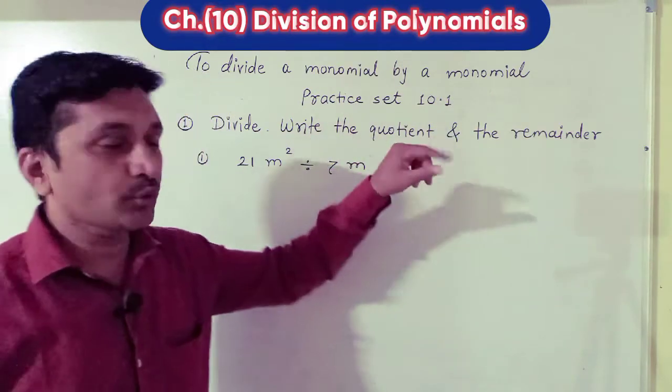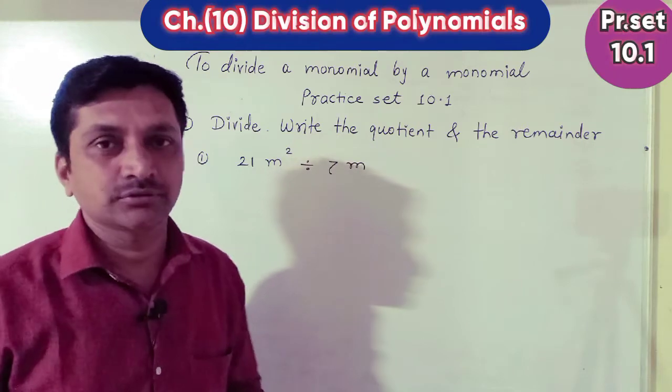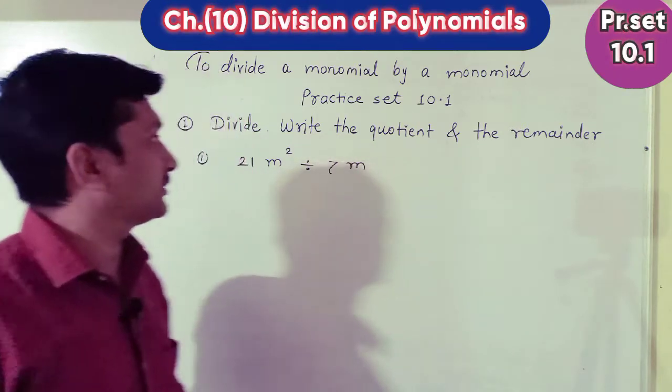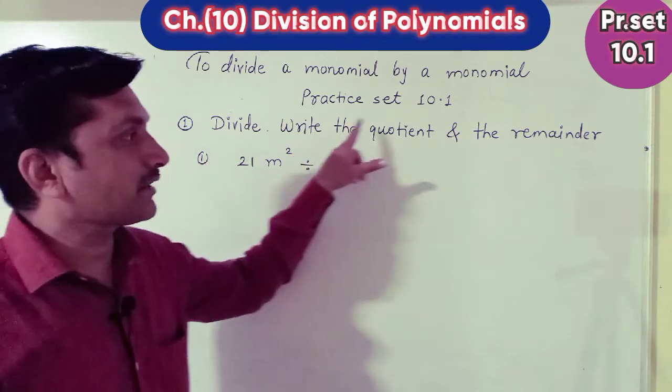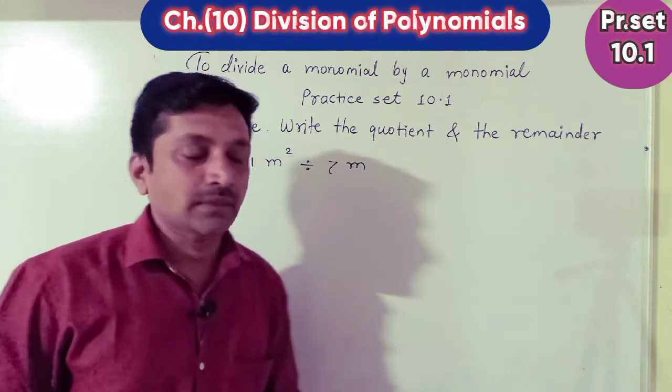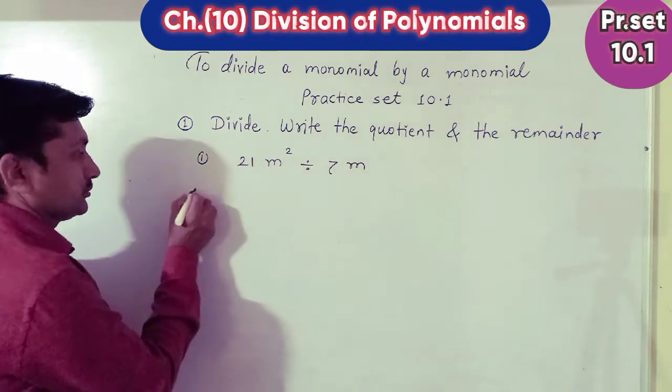First point of this chapter is to divide a monomial by a monomial. Now practice set 10.1 is based on this point, to divide monomial by monomial. Example number 1 is divide. We have to divide it and write the quotient and remainder. Okay, now let's see the solution.